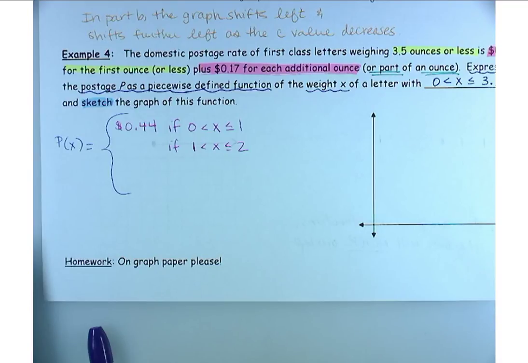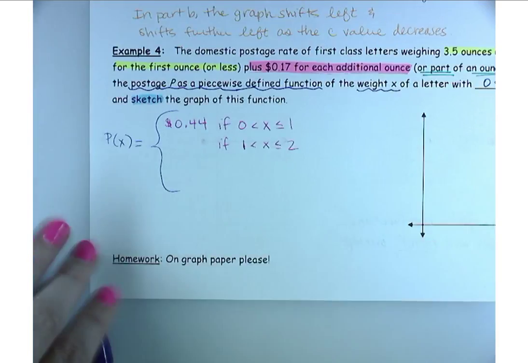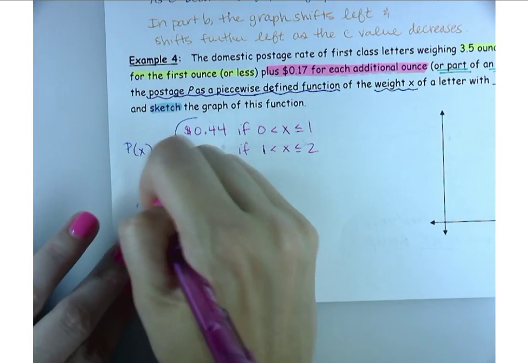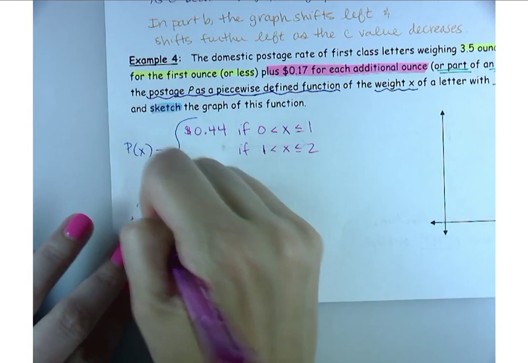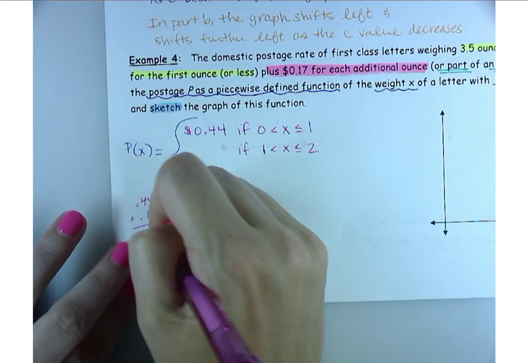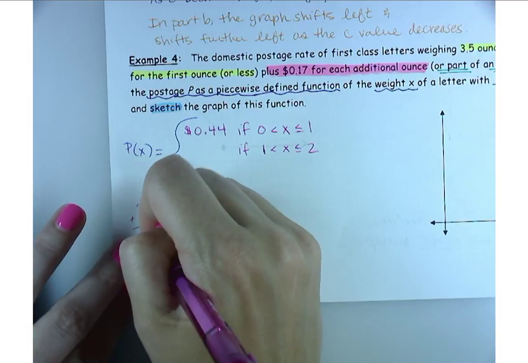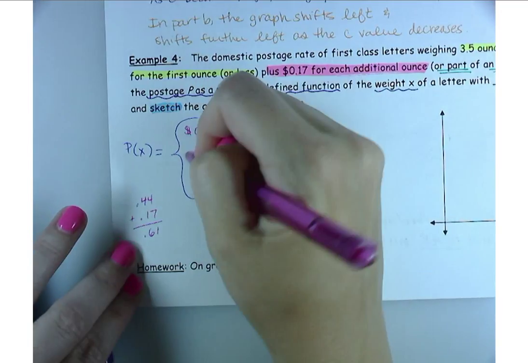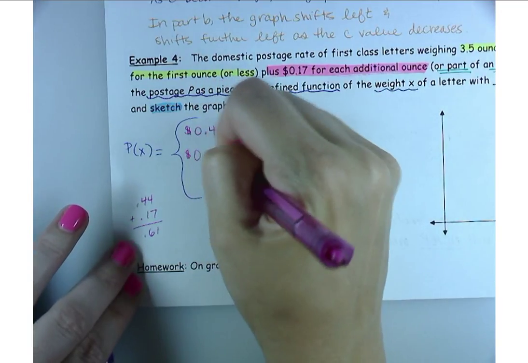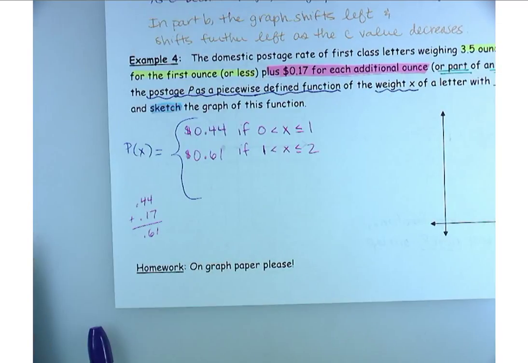So it's 44 cents plus how much for an additional ounce? 17 cents. So if we take 44 cents and add 17, that's going to give us how much? 61. Okay, so it'll be 61 cents if the ounces are between 1 and 2. I want you to see if you can figure out the next interval.